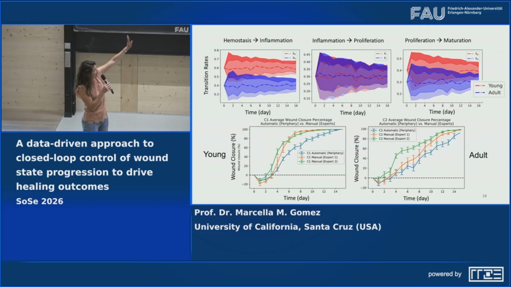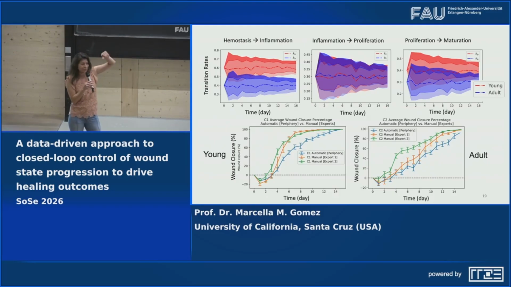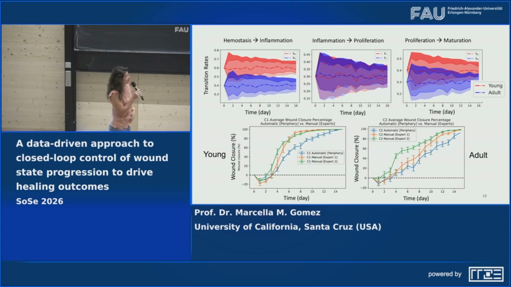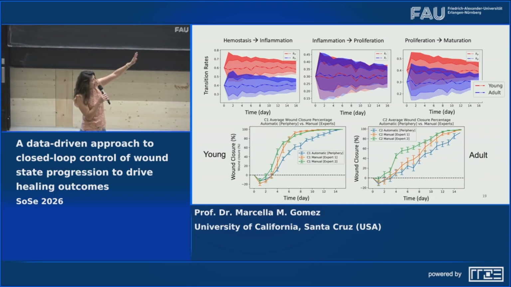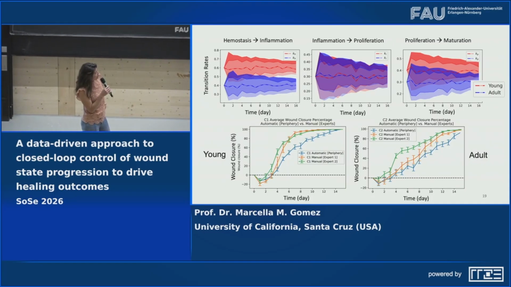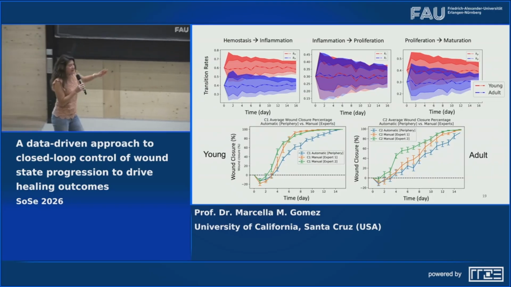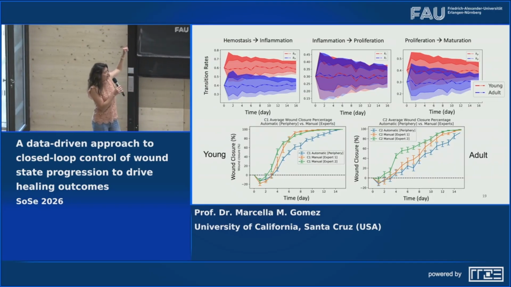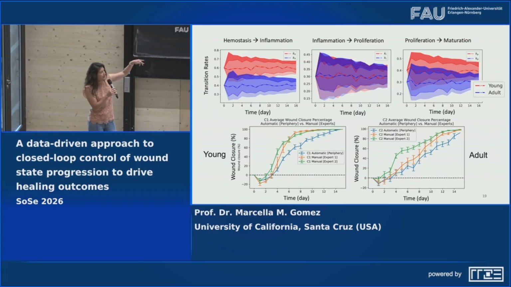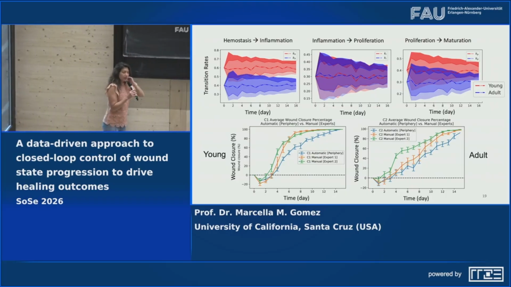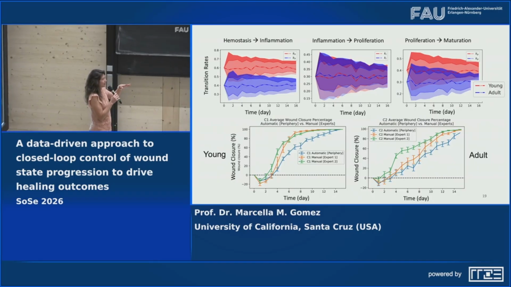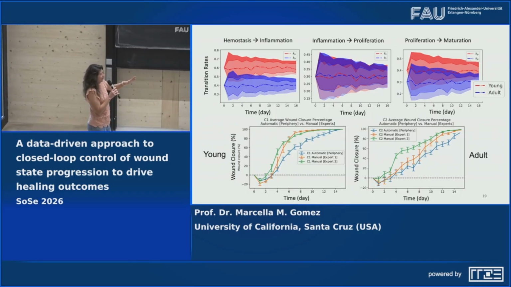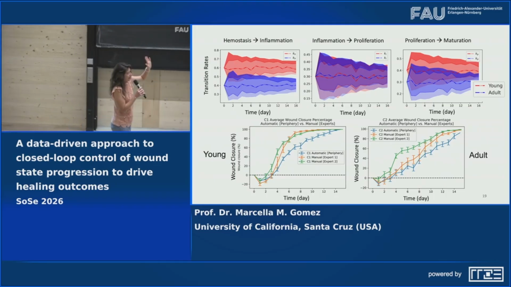So that's where we see that the young mice have a higher transition rate into the inflammatory response, and then a slightly higher into the maturation response. Just for comparison, the bottom plots are from a previous publication where that data was analyzed by some experts. The y-axis is a wound closure percentage from 0 to 100%, and the x-axis is the time or the day.